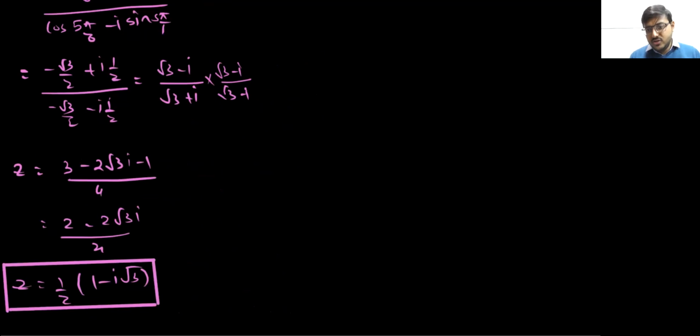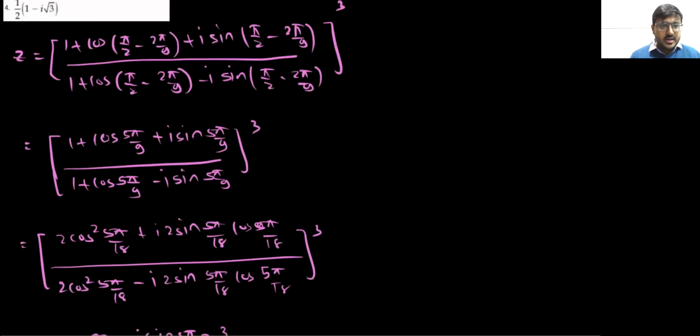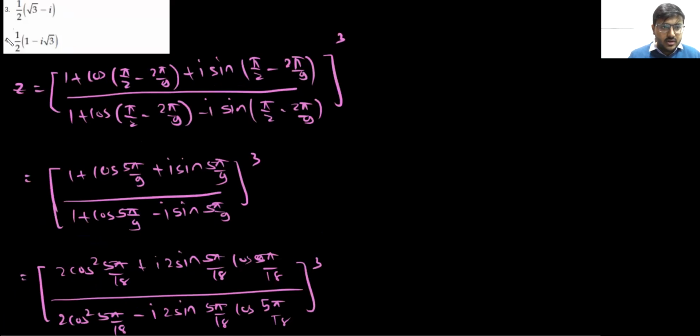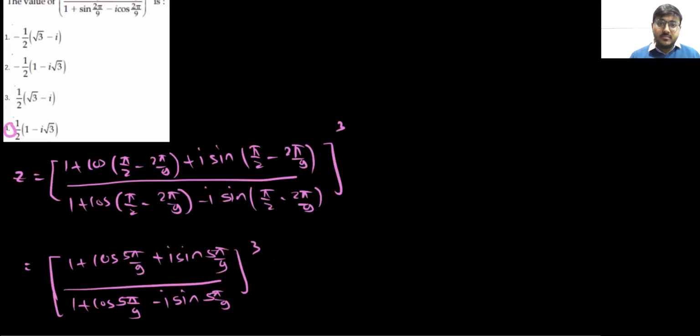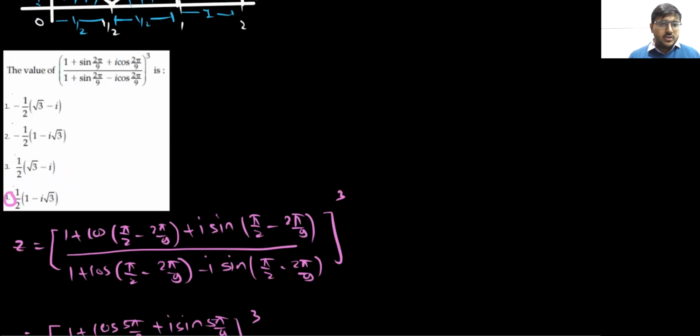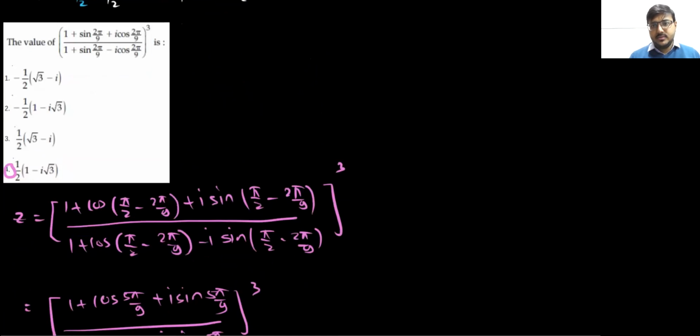But all you need to know is the De Moivre's theorem, that is half into 1 minus i root 3. Clear, guys? See, it happens that you may start with a wrong step, but once you understand, it is very important to switch over from the wrong step. Okay, so hope you understand this.